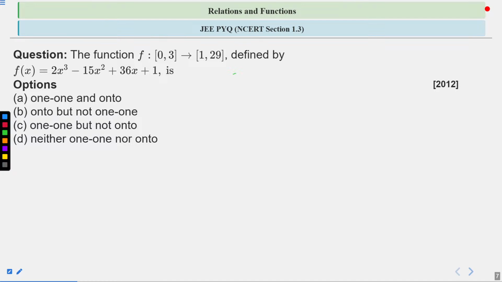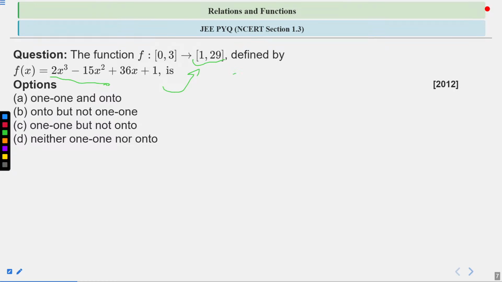Again, you need to know the condition of 1 1 and onto. We know that we either draw the graph or we use the differentiation approach, and we might use the analytical approach also. Clear? And for onto, codomain should be equal to range. See, codomain is given as 1 to 29, right? So for this function you need to prove whether the range we are getting from this function is equal to the codomain or not. If it is equal, then we can say that the function is onto, right? And if it is not equal, we can say that the function is not onto, right?